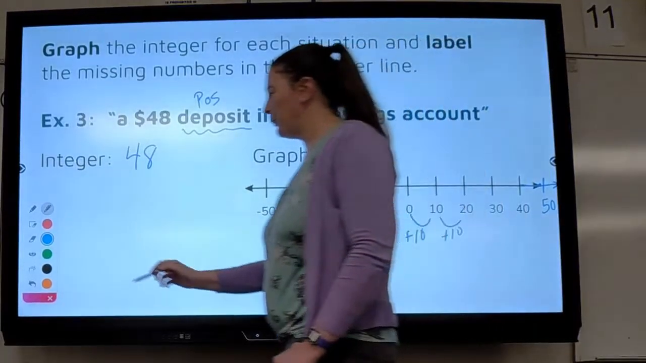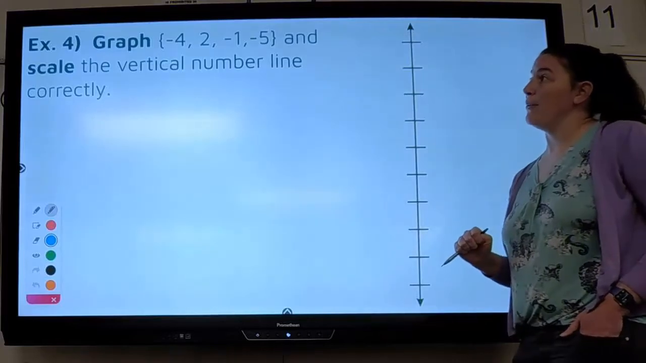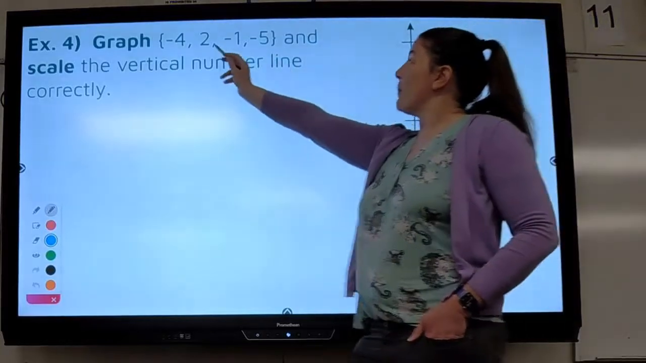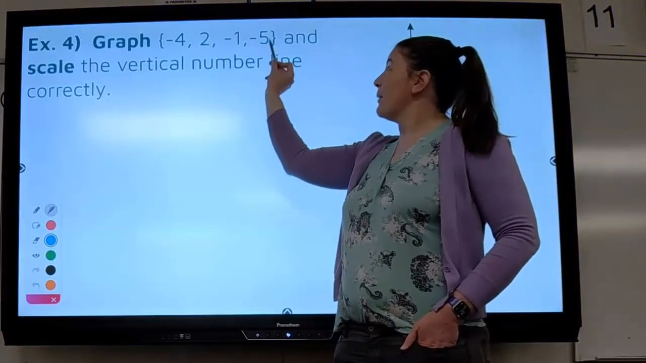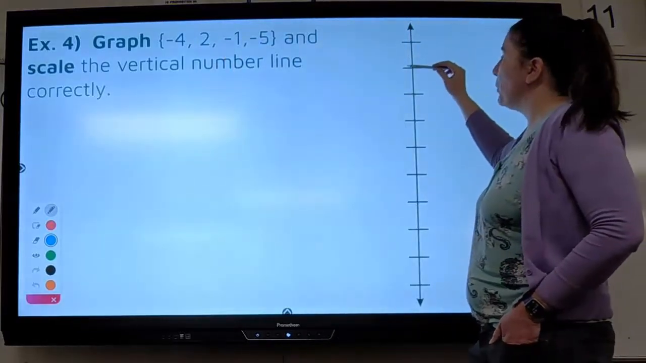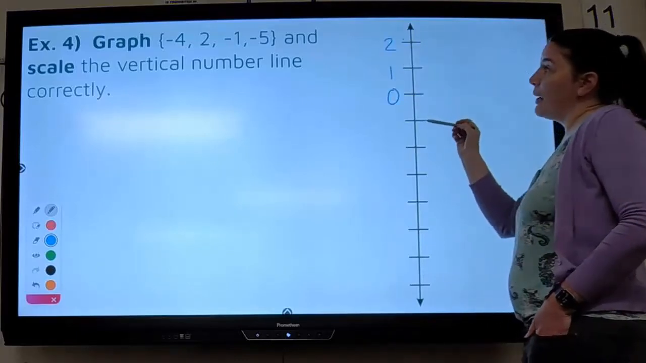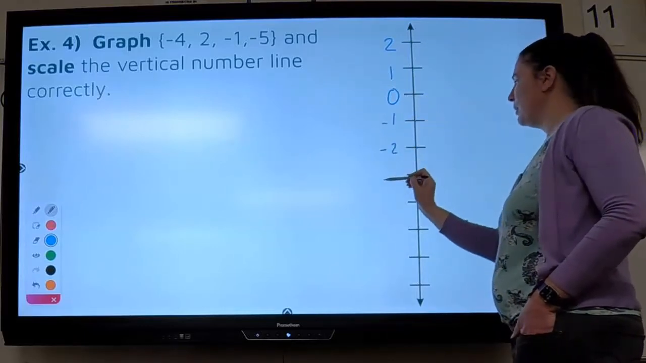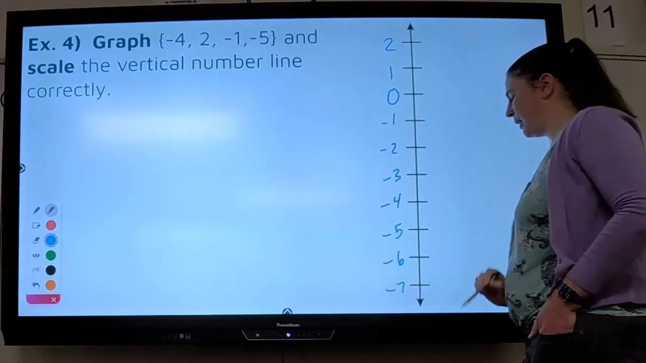All right, so let's go to the next one. This is our last question. Graph -4, 2, -1, and -5. And we're going to scale the number line correctly. All right, so I see that I have some positives and some negatives. I have more negatives than positives, right? So my lowest negative is -5 here, and the highest positive I have is 2. So I just need to make sure that I have 2 here. So I'm going to put my 0 up here, and this is 1, 2. Now I need to remember this is more negative, so I go 0, -1, -2, -3, -4, -5, -6, -7.